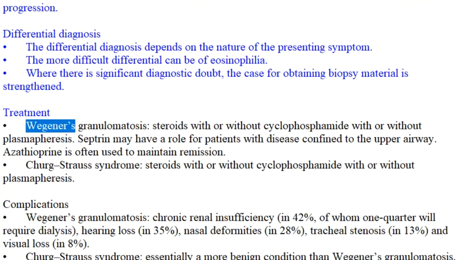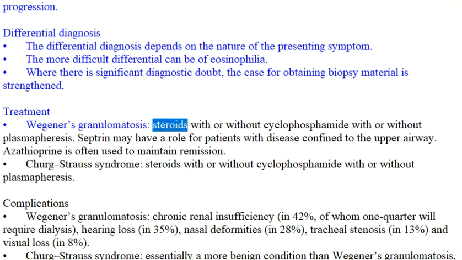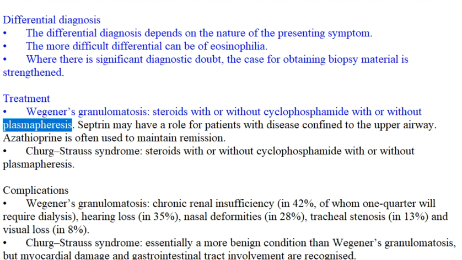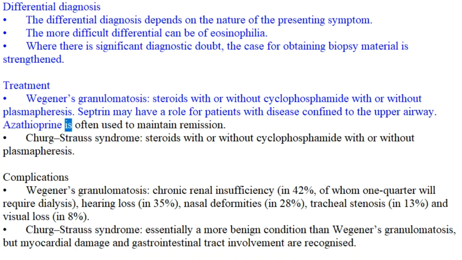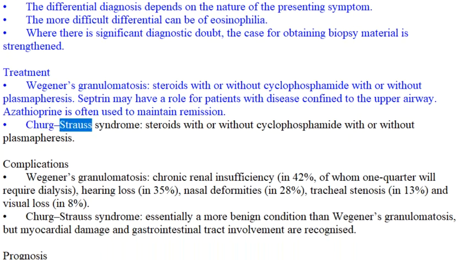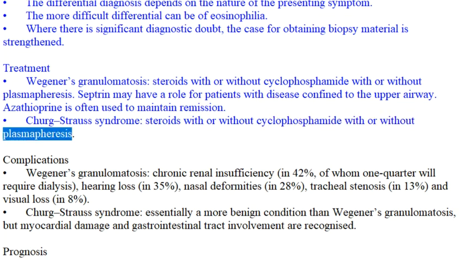Treatment. Wegener's granulomatosis: steroids with or without cyclophosphamide with or without plasmapheresis. Septrin may have a role for patients with disease confined to the upper airway. Azathioprine is often used to maintain remission. Churg-Strauss syndrome: steroids with or without cyclophosphamide with or without plasmapheresis.